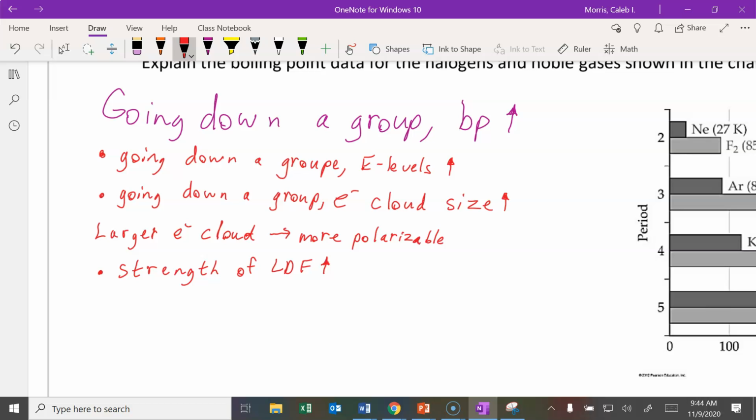increases. Now keep in mind, comparing the strength of your LDF to determine the boiling point is really only going to be effective if you only have LDF. So if you have dipole forces going on, you have to also consider that. But if we're just comparing nonpolar molecules, which is what we're doing in this case, the strength of the LDF being greater tells us that the boiling point is going to increase. So the strength of LDF goes up and the boiling point will also go up. It's harder to break those bonds. We have stronger intermolecular forces.